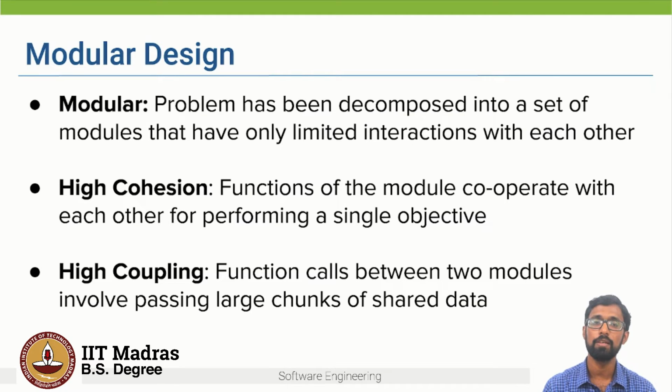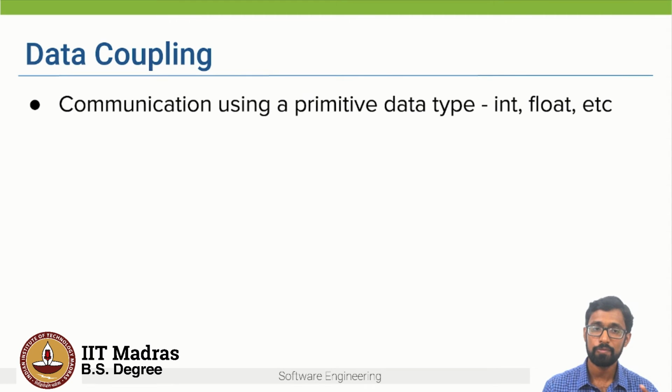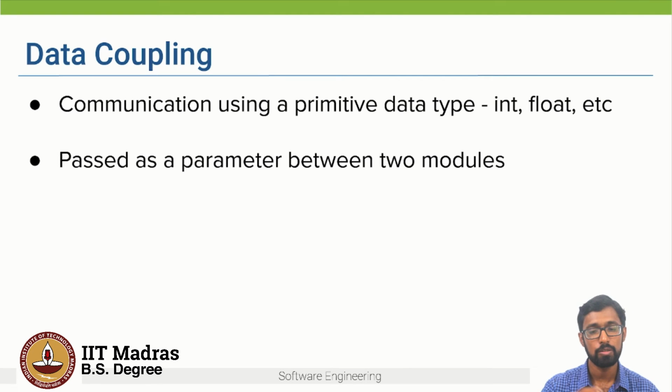So now that we have seen what cohesion and coupling are, let's look at the different types of cohesion and coupling. There are different types of coupling depending on what type of information is shared between modules. Let's look at the first one, which is data coupling. Two modules are data coupled if they communicate with each other using a primitive data type, like an integer, float, character, etc. And this is passed as a parameter between the two modules.